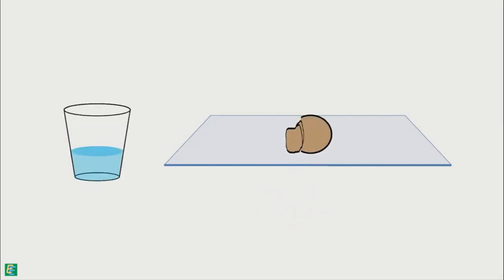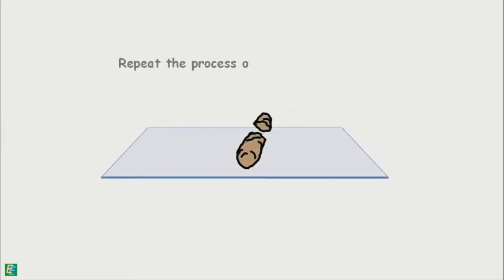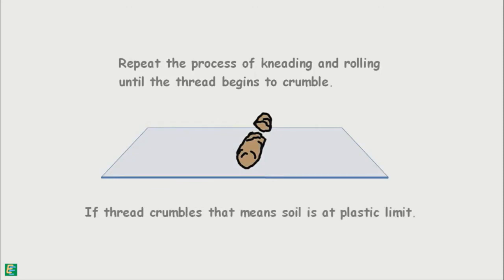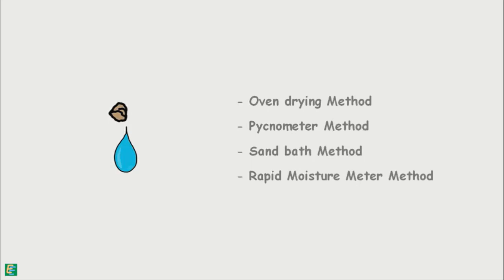If the rolled thread does not crumble while reaching 3 mm diameter, then it is kneaded into a ball again and its water content is reduced by continuously spreading and mixing the soil on the glass plate. After that, the soil is re-rolled into a thread and the procedure of kneading and rolling is repeated until the thread begins to crumble. Once the thread crumbles, it means that soil has reached its plastic limit. We collect the soil pieces and its water content is determined using any of the water content determination methods. Its water content is noted as W1.